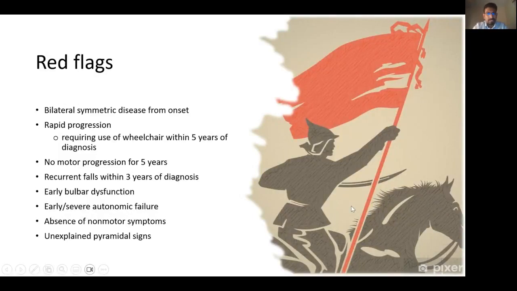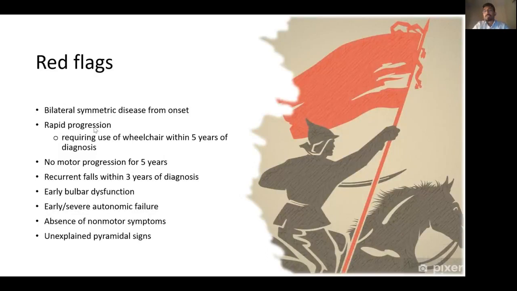So this is a bit of a busy slide. I'm sorry, but we need to go through this. It's important to differentiate between Parkinson's disease and something else. So again, the first thing is bilateral symmetrical disease onset. It is a red flag. We know that Parkinson's disease usually starts unilaterally and remains asymmetric at least until late stage. Rapid progression: Parkinson's disease progresses, that's very true. It needs to progress. If it doesn't progress throughout time, then it is probably not Parkinson's disease.